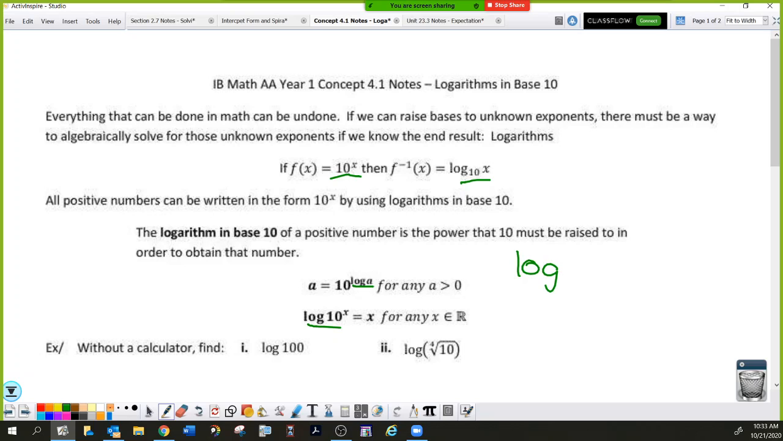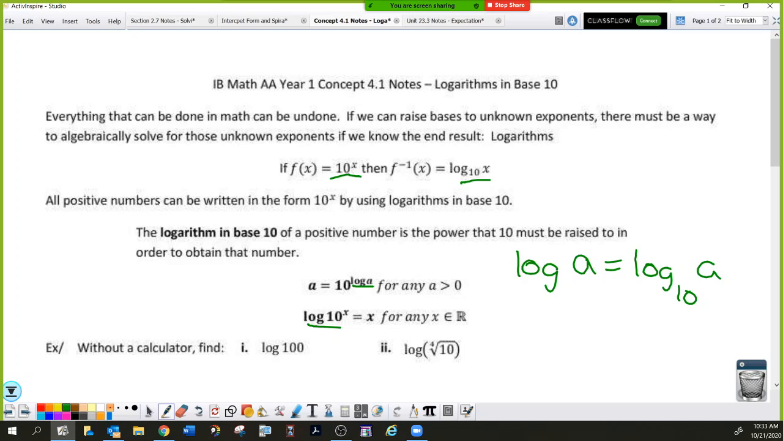Log of a is log base 10 of a. It's called the common log. The reason it's the common log is because our number system is base 10, so it's the most commonly used logarithm. So you don't see a base, it's 10. It's like square root. You know how it doesn't have the index, the little 2 written on it, but it is technically there? It's the same idea.